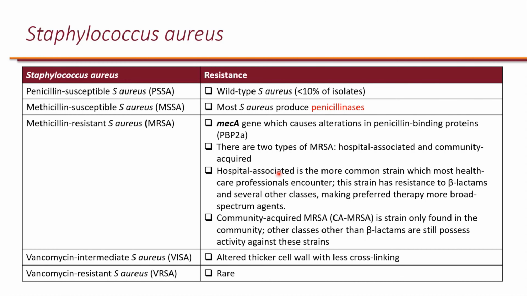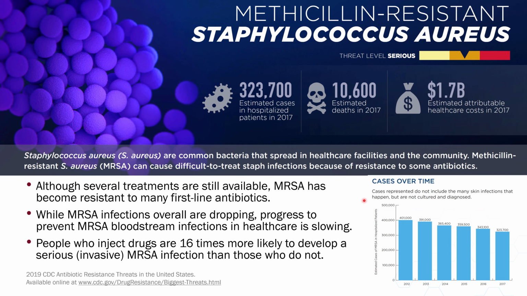moxifloxacin, and trimethoprim-sulfamethoxazole. Now, something of note is that the resistance gene that makes Staphylococcus aureus resistant to methicillin is the mecA gene, which can be identified on rapid diagnostics. This is the gene responsible for alterations in penicillin binding protein 2A, and that is the target site for the methicillin class. So nafcillin and oxacillin, as well as cefazolin, bind to that site. So when there is an alteration in this, they no longer can bind to penicillin binding protein 2A, which makes it resistant to that class.